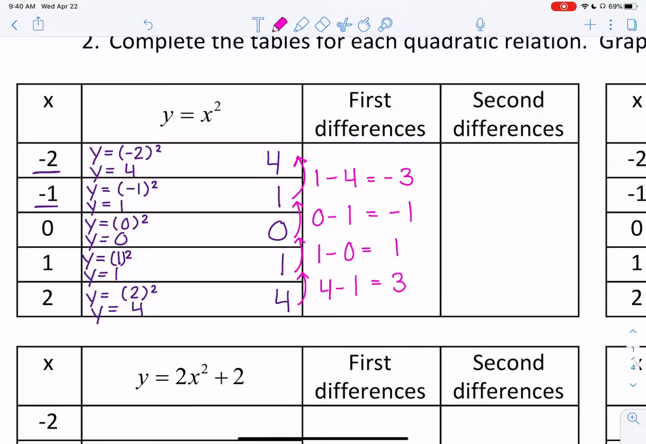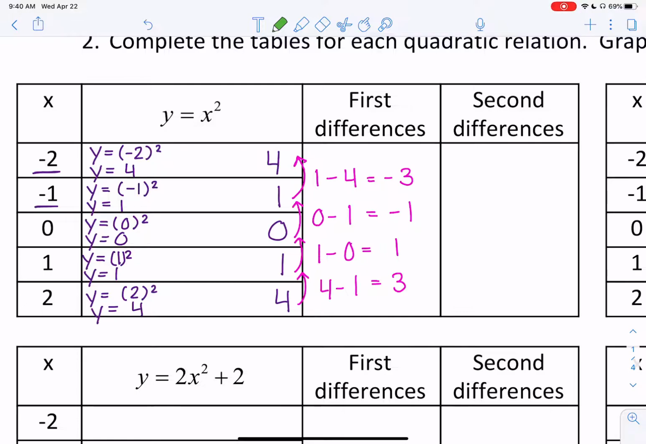Now, if I look at these numbers, my first differences do not match. And that is okay. In grade 9, you would have looked at that and said, okay, it's not linear. For grade 10, we're going to say, okay, it's not linear, but I need to check for something else. So what we're going to do is find the second differences.